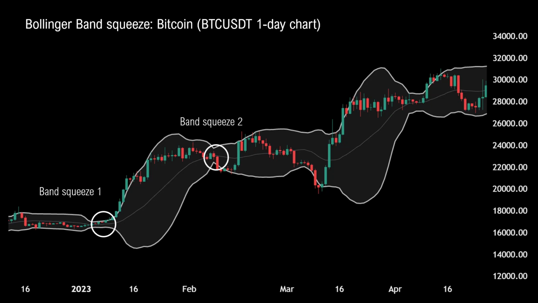And here's another band squeeze. This time, the price went down first, then up, then down, before eventually going higher. Volatility came back for sure, but the direction of the price move was less clear. And here's band squeeze number 3. Again, a bigger price move followed shortly after this.